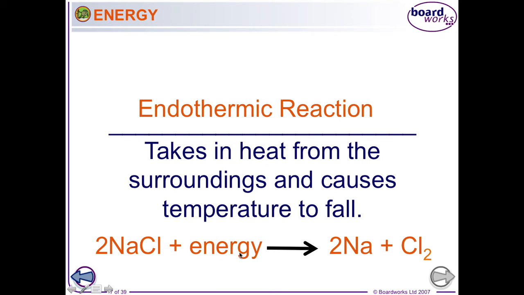Your example is down here. You should be basically writing anything that's in the orange, so pay attention to the things that are in the orange. So you have bullet point I, there's this endothermic reaction, take in heat or energy from the surroundings and cause temperature to fall. Your example is this equation here.